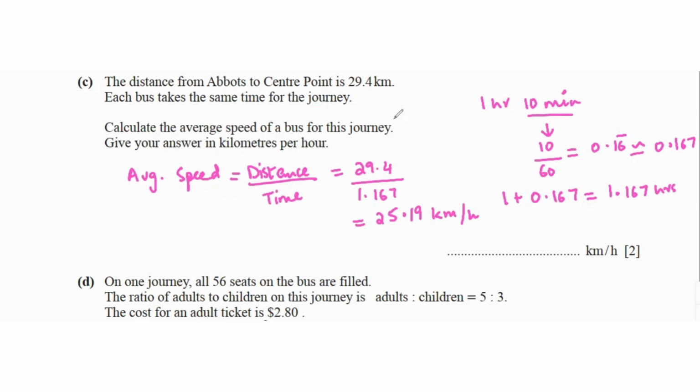Always remember to convert the time into completely hours, not leave the minute part as it is, because then your answer would not be correct. So convert the minutes into hours, add that time to the hours, and then divide the kilometers by that time period to get the speed in kilometers per hour.